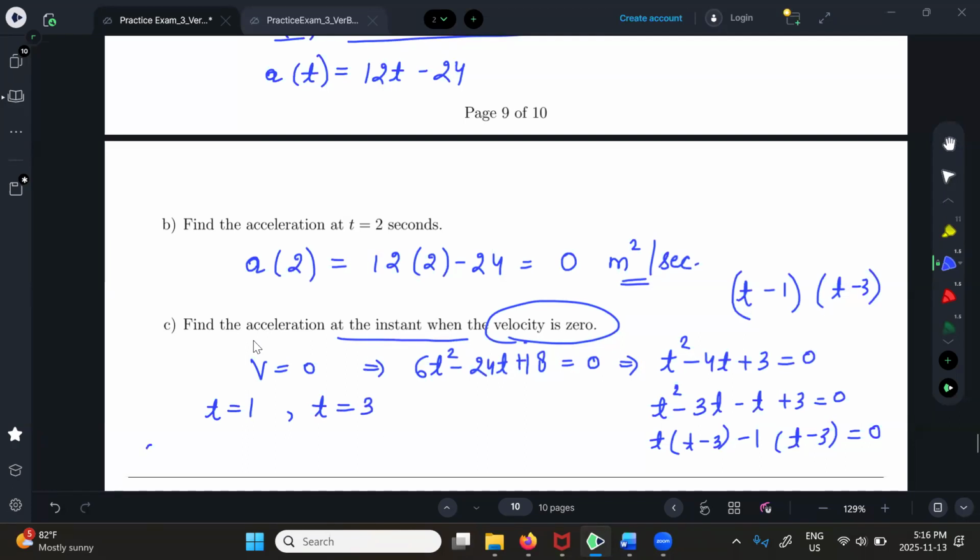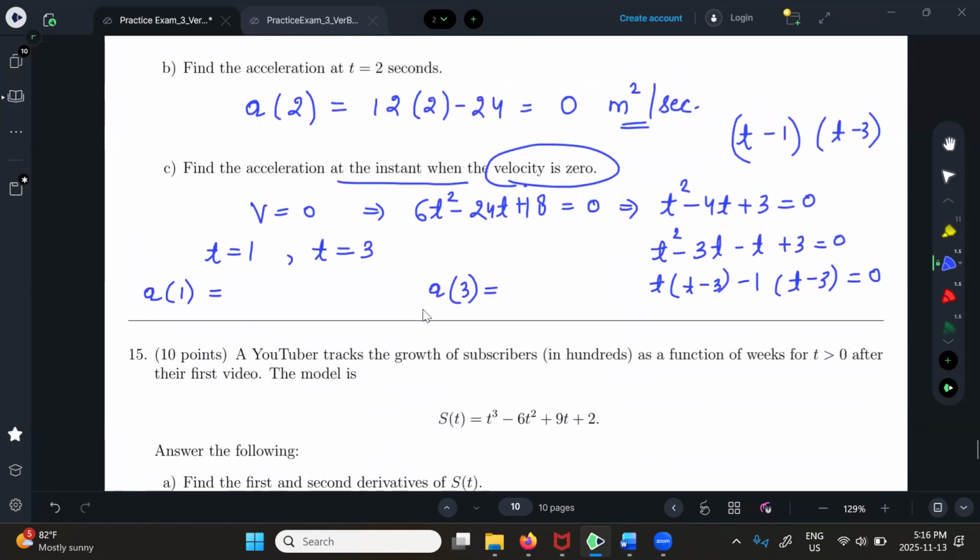So find the acceleration when time is 1. Find the acceleration when time is 3. That's it. This is all it's asking you to do. Good? Good, everyone?